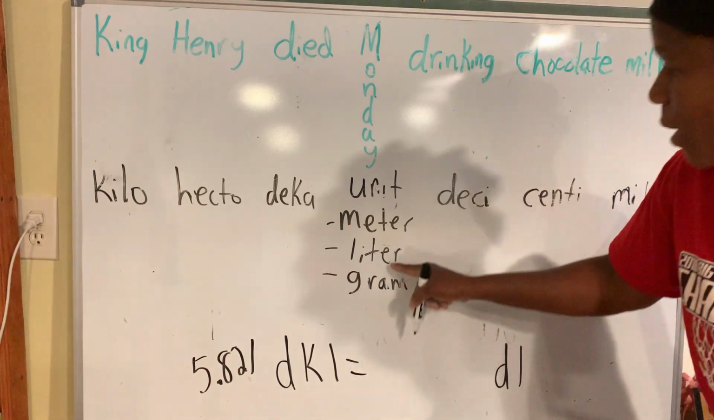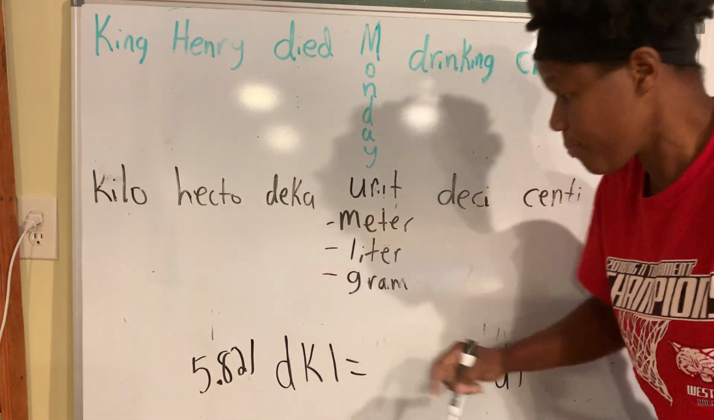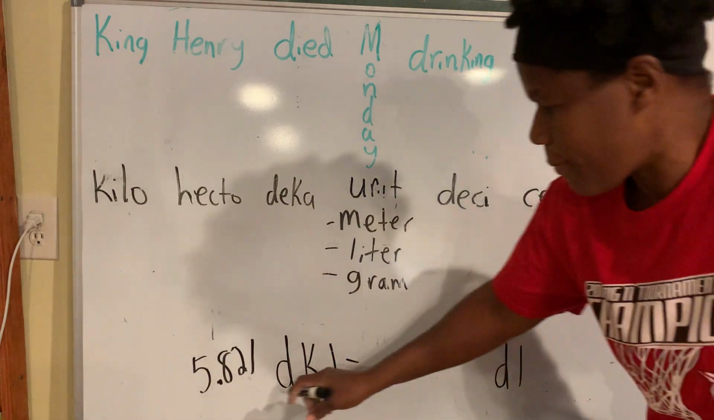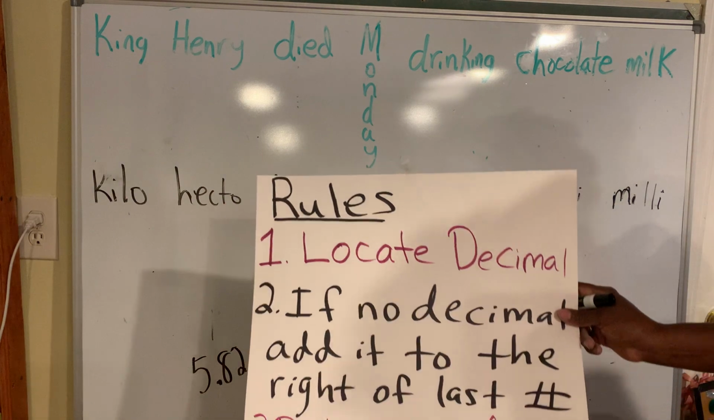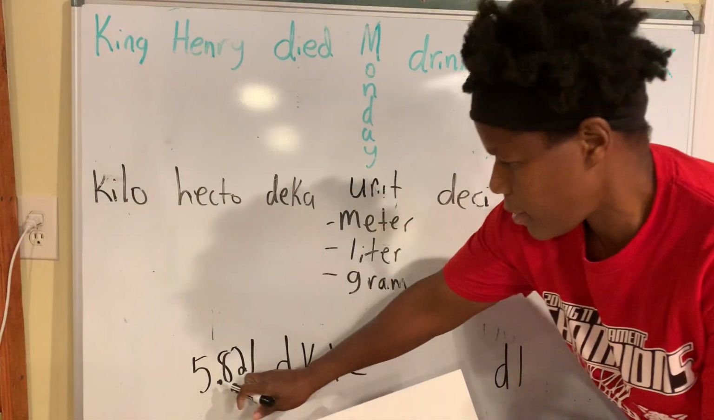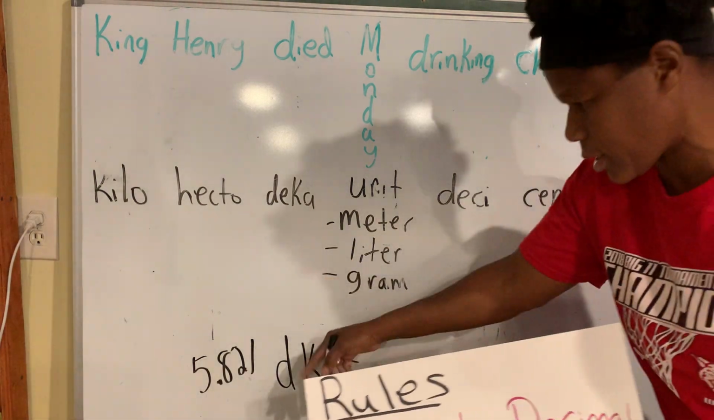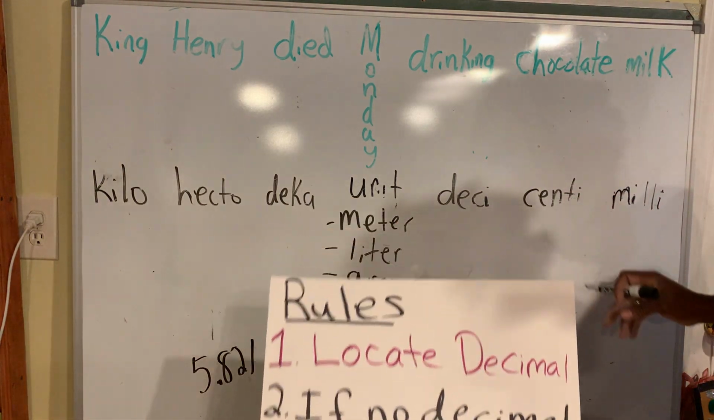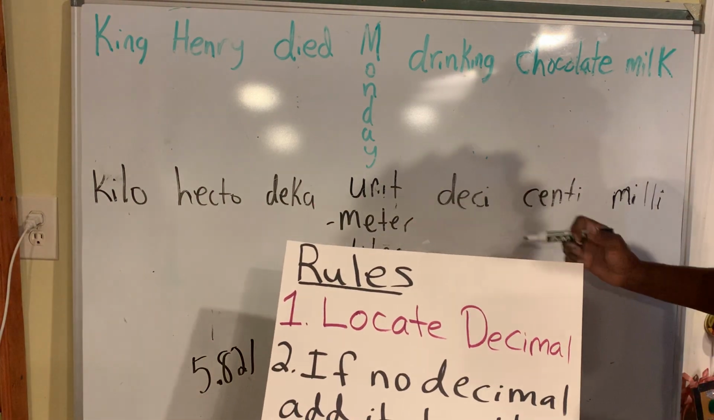Okay, liters. So I'm measuring volume this time. Okay, so let's see how I'm going to move it. Follow the rules. If you follow the rules, you never mess up. Never, ever. Locate decimal. There we go. If no decimal, add to the right of the last number. Well, it has one, so I'm skipping that step. Determine direction of movement. I'm starting here, and I'm going here, so I'm moving to the right.